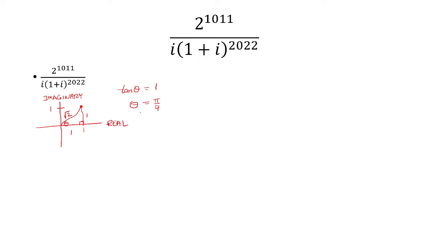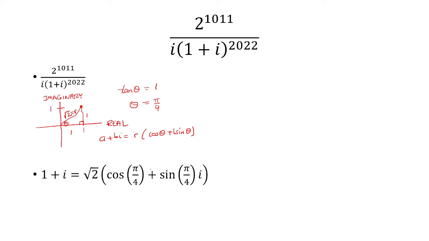And so I can write any complex number, let's say a plus bi, in the form r times the quantity cosine theta plus i sine theta. r is going to be this hypotenuse, which is the square root of 2. Theta we said is pi over 4. So we're just going to plug it in. And this is our equation.